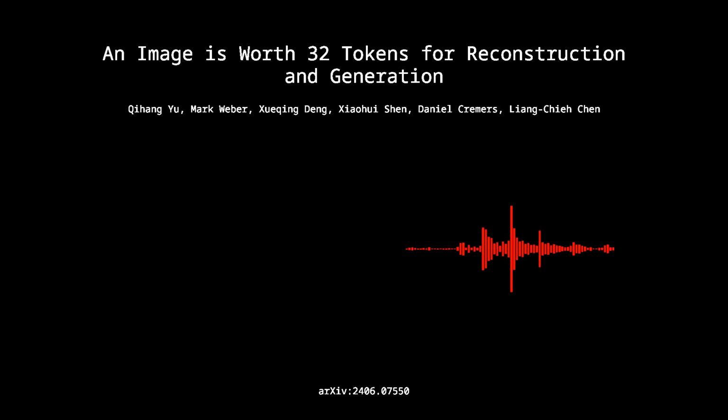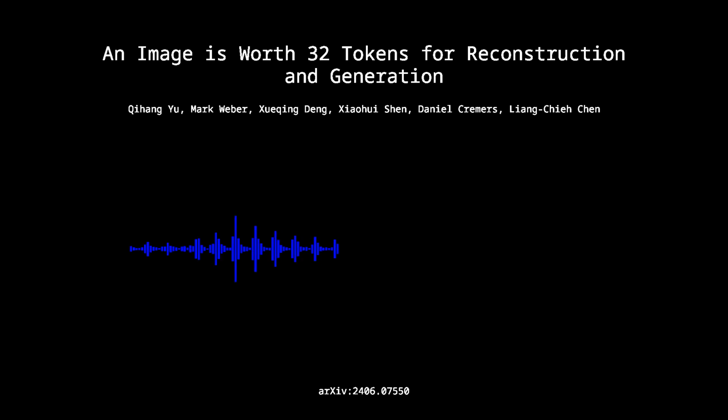41 samples per second versus 0.1. That's the difference between near real-time generation and waiting minutes per image. It's a game changer for practical deployment if you need high-resolution generation at scale.